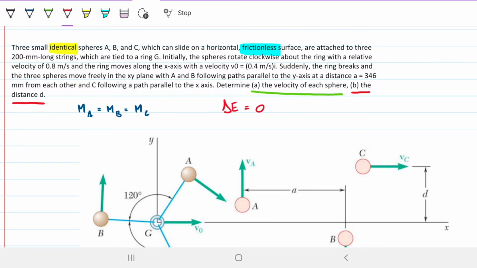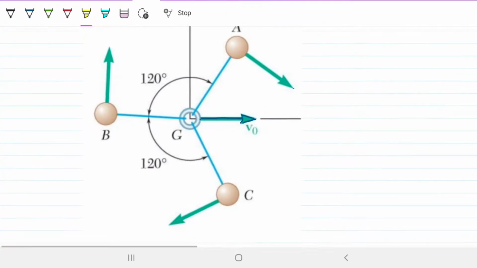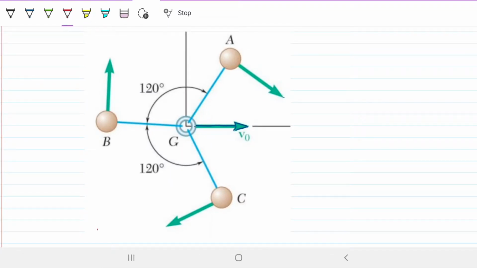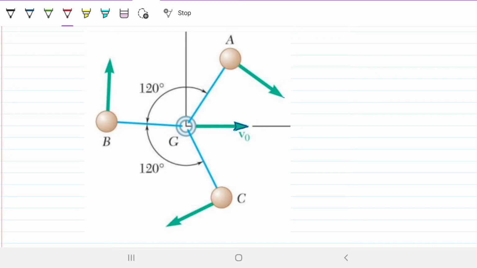They're attached to the ring G, and they're rotating clockwise with a relative velocity of 0.8. So why is there relative velocity? Well, if you think about it, and I have a bigger drawing here, what's happening is that this whole thing is moving. Think of this as one single block, okay? And this whole block is moving in this direction here. So the whole thing is moving to the right. But at the same time, the balls also have a velocity because they're moving about G. So each of them has also its relative velocity of 0.8, right?